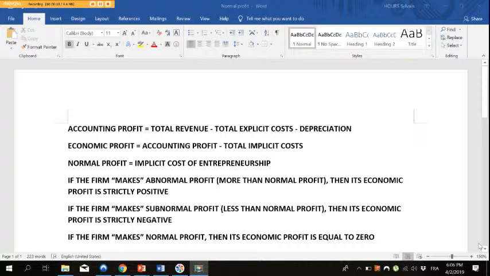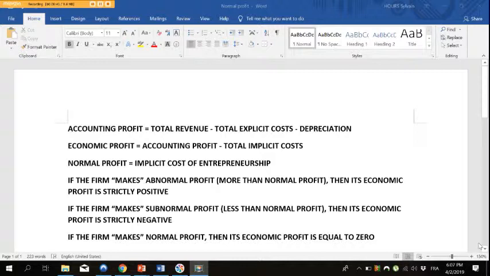Total revenue is simply the market price multiplied by the quantity of the good or service that has been sold by a particular company. However, the concept of total cost is a little bit more ambiguous or complicated to define because there are two different types of costs.